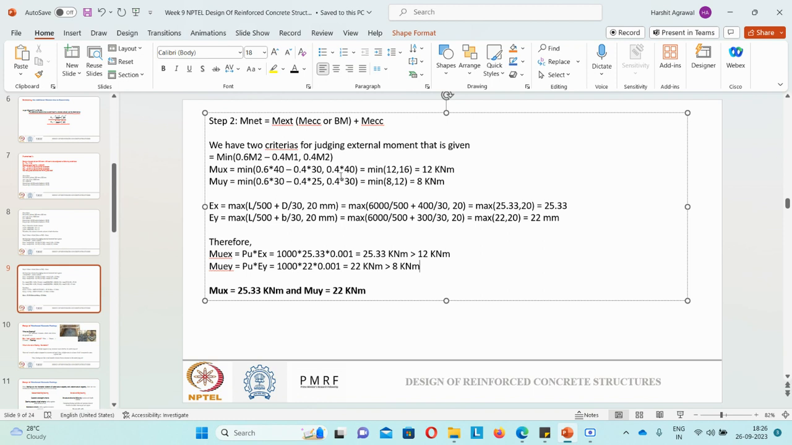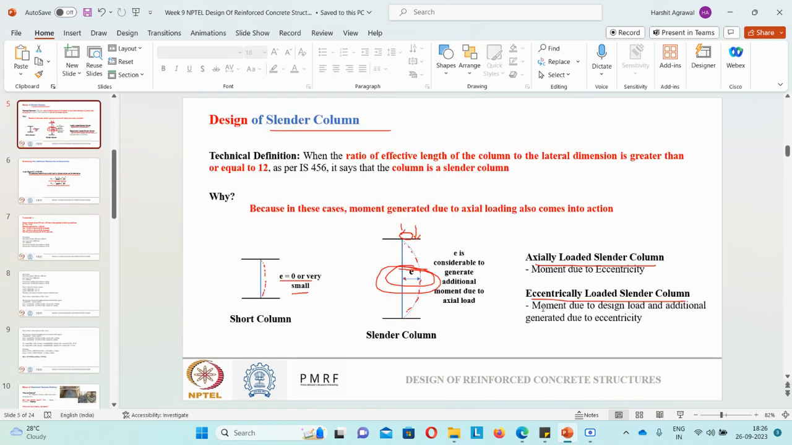So we calculated the net moment due to the external moment which was acting, and we calculated the moment due to external eccentricity. Since we found the moment due to external eccentricity is more than the net moment due to external moment, we took the moment due to eccentricity as our net moment. Now we have calculated this part: the moment due to design load or external load, or the net moment due to external moment.